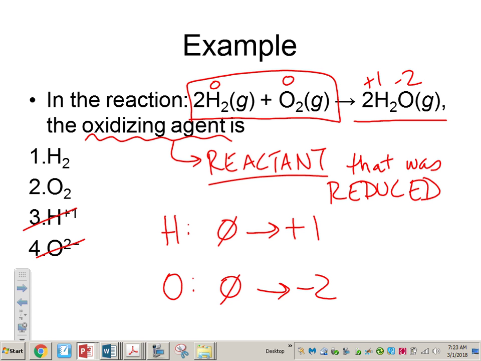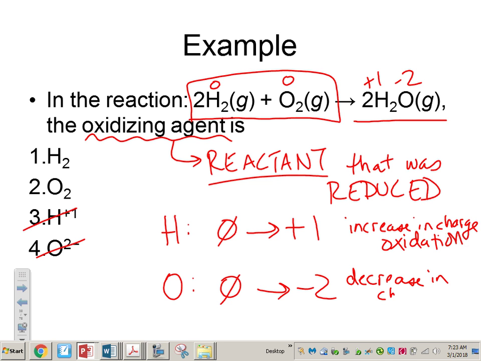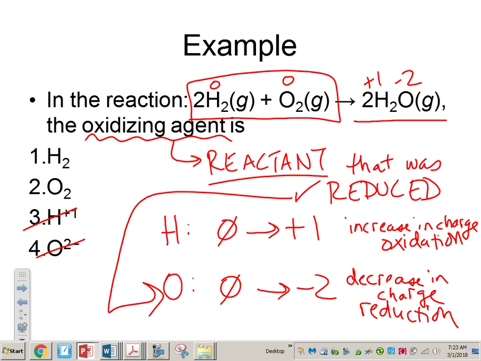Going from 0 to +1, this is an increase in charge. That means it's oxidation. Oxidation is a loss of electrons, which makes your charge go up. The oxygen went from 0 to -2. That is a decrease in charge. Charge got lower. How does charge get lower? Well, if you gain electrons, then charge will go down. That is the definition of reduction. So we are looking for the thing that is reduced, which means we are looking for the oxygen, but we are picking the reactant option because it's always going to be a reactant, so we're going with O2.